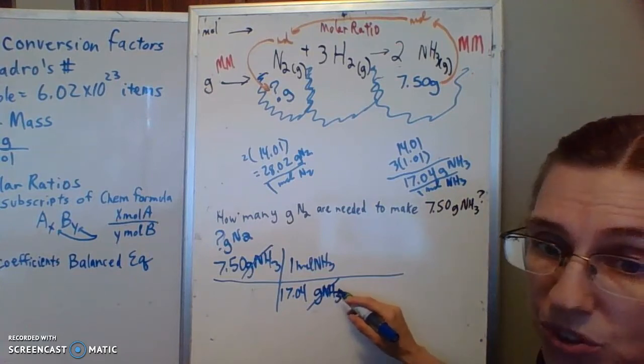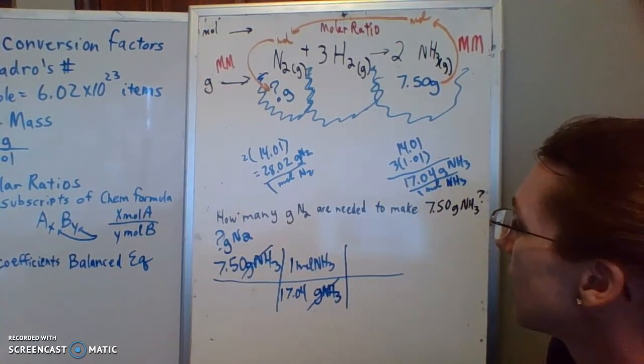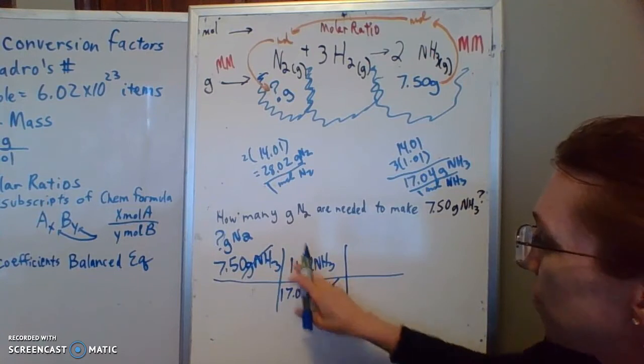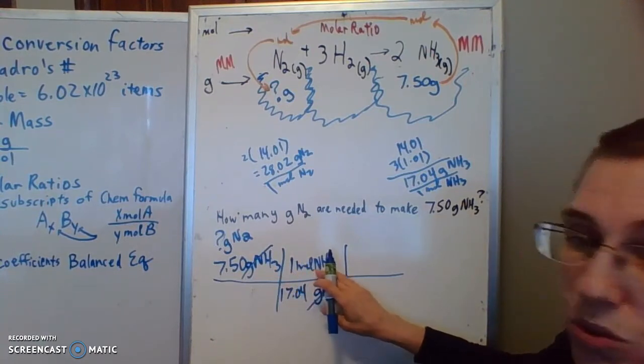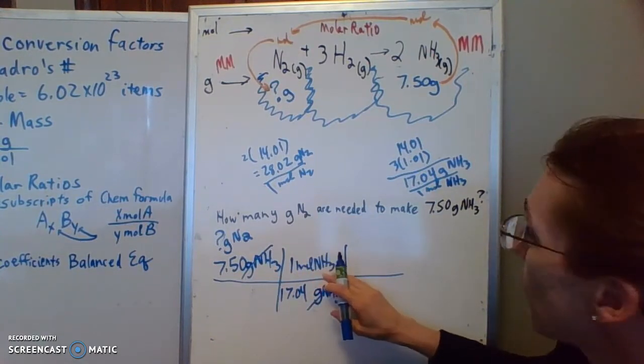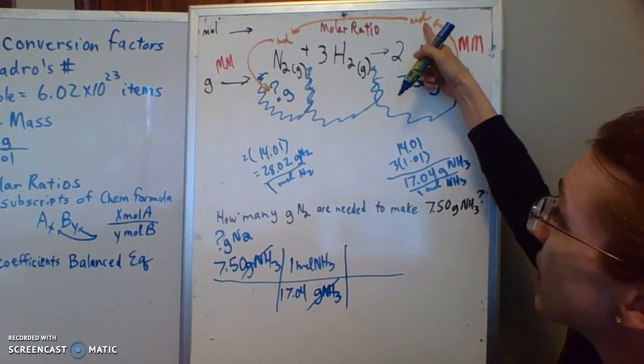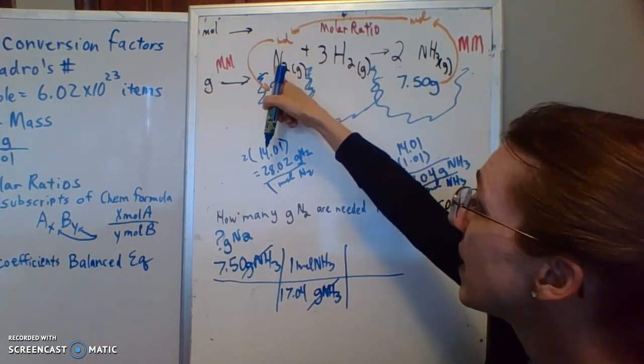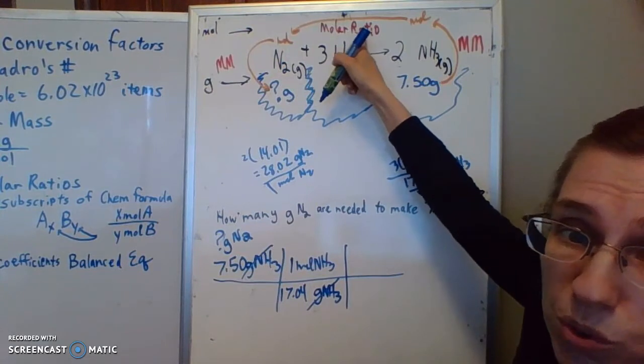Make sure you keep your labels in. Okay? Now we're continuing back on this problem. We've got moles of ammonia. So now we said we're up here. We have to get it over to moles of N2, and we're going to use our molar ratios to do that.